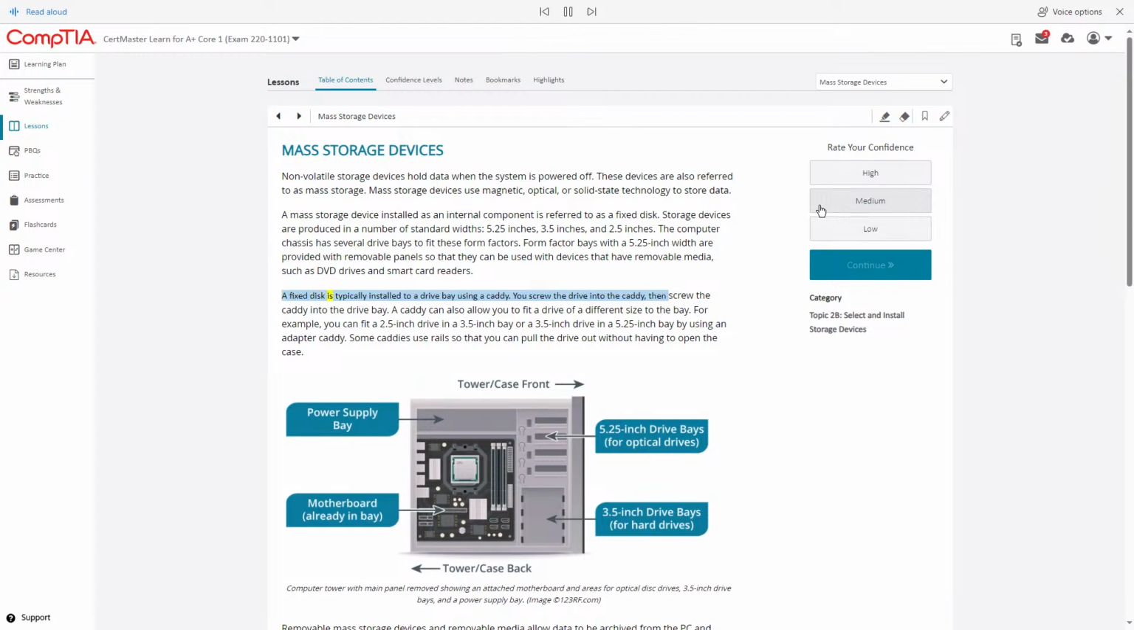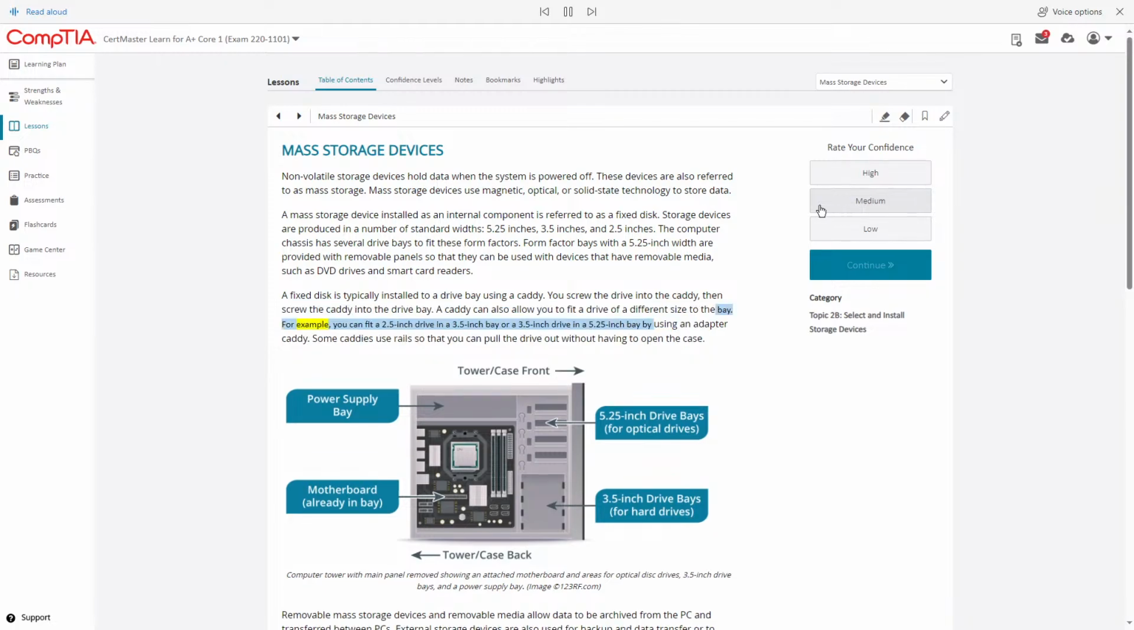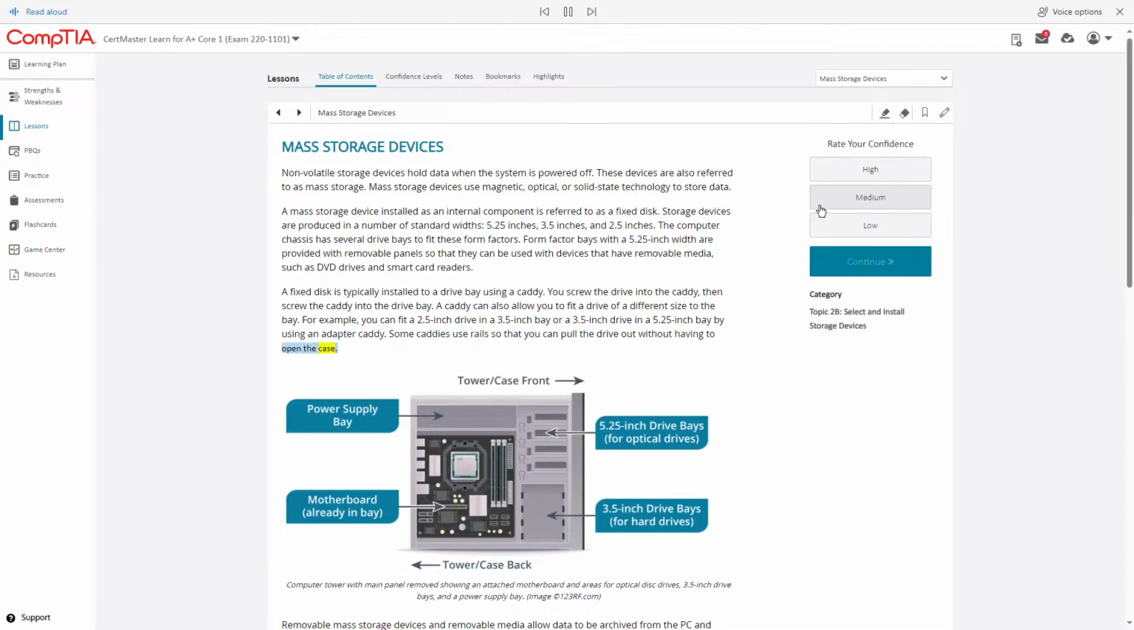A fixed disk is typically installed to a drive bay using a caddy. You screw the drive into the caddy, then screw the caddy into the drive bay. A caddy can also allow you to fit a drive of a different size to the bay. For example, you can fit a 2.5-inch drive in a 3.5-inch bay or a 3.5-inch drive in a 5.25-inch bay by using an adapter caddy. Some caddies use rails so that you can pull the drive out without having to open the case.